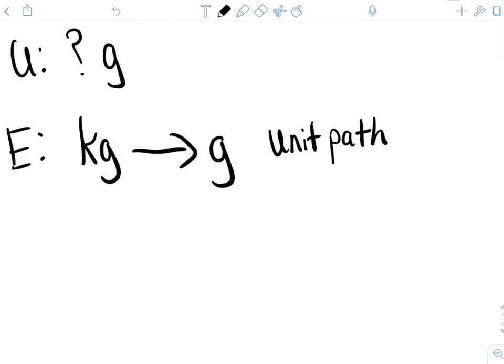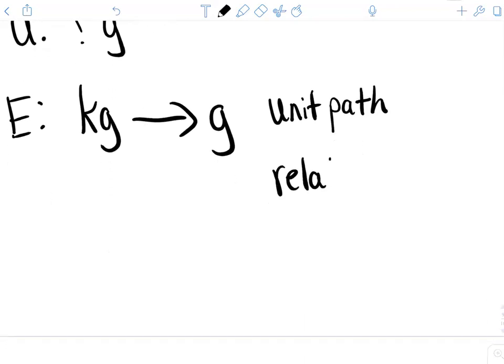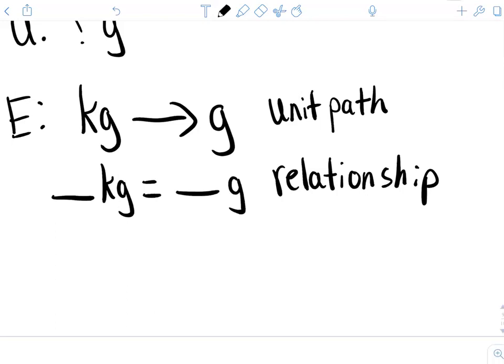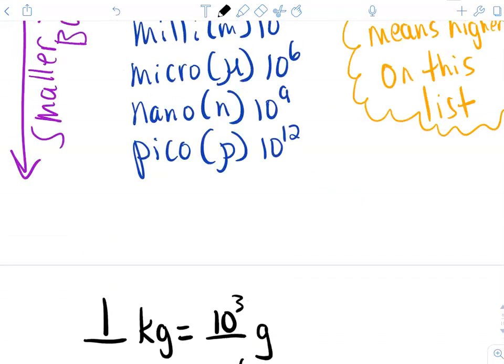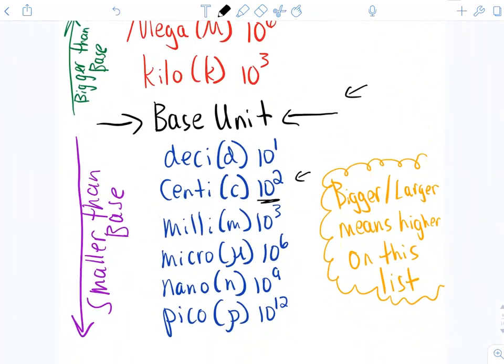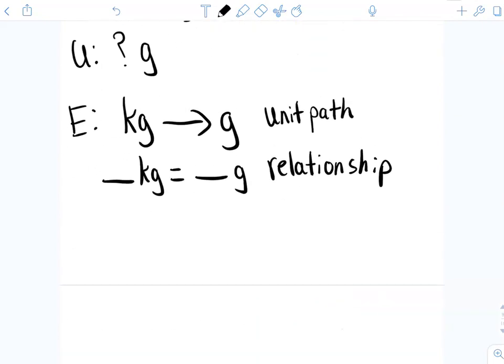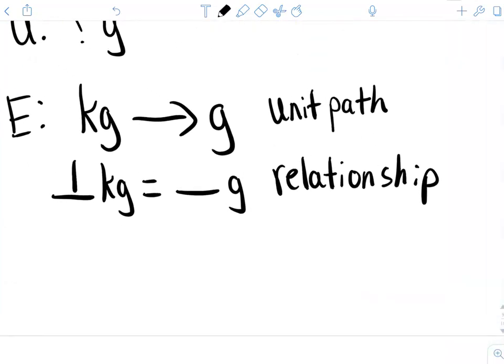Then I have to figure out the relationship between the two. So, blank kilogram equals blank gram. This is where I go back up here to my chart, and I see that kilo is bigger than gram. So, kilo gets the 1, and the gram gets the factor, because what we're saying is that it takes 1,000 grams to be the equivalent of 1 kilogram.